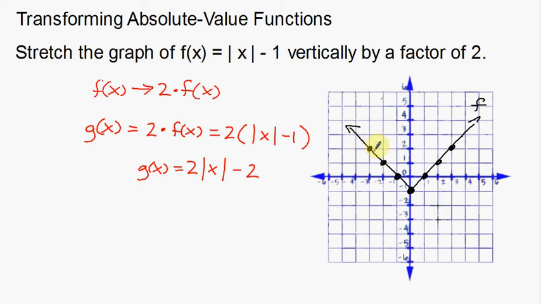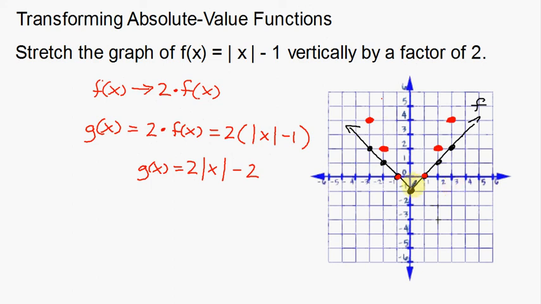Notice here, this point has a y-coordinate of 2. I'm going to multiply that times 2 to go to 4. Same thing over here: y-coordinate of 2, multiply times 2 to go to 4. This one here, y-coordinate of 1 times 2 is 2. Same thing over here. Now these ones right here have a y-coordinate of 0, and 0 times 2 is still 0. So actually these points are going to stay right where they're at.